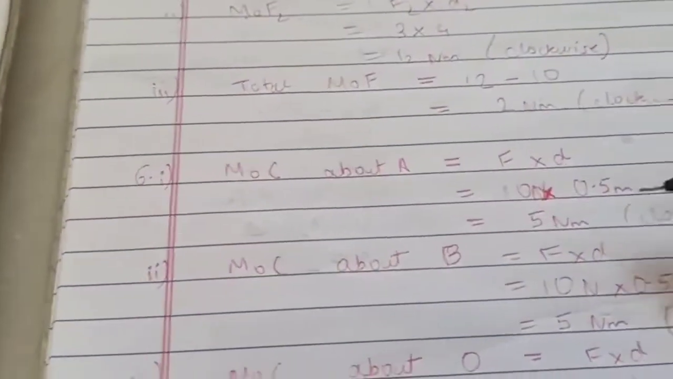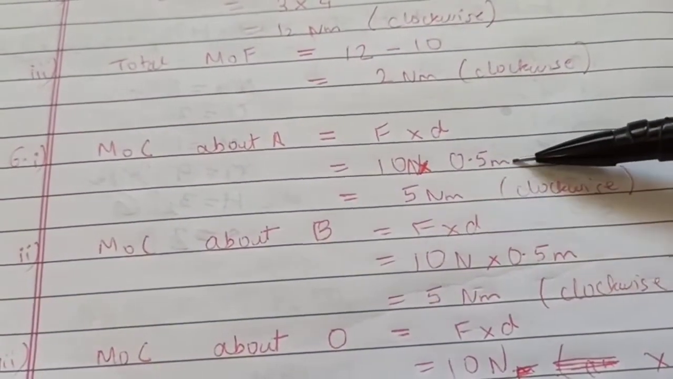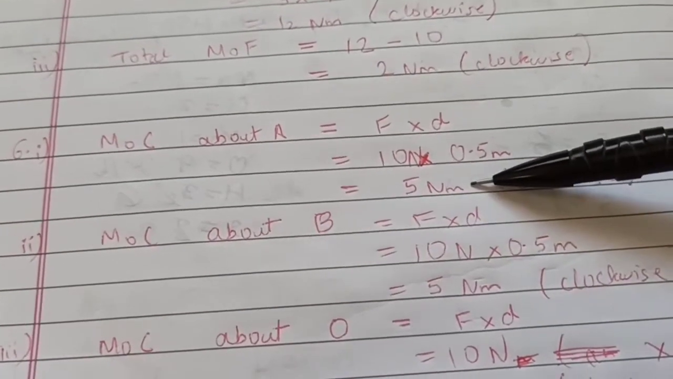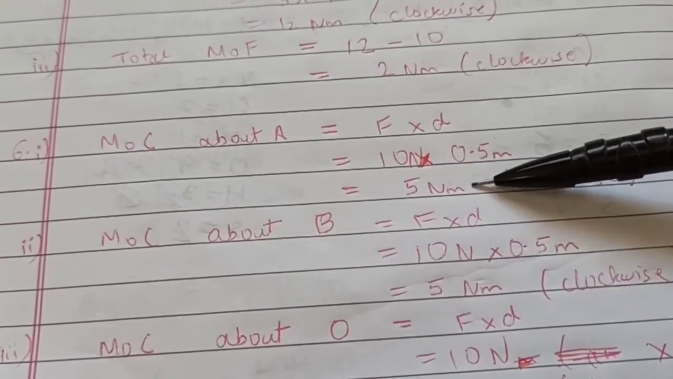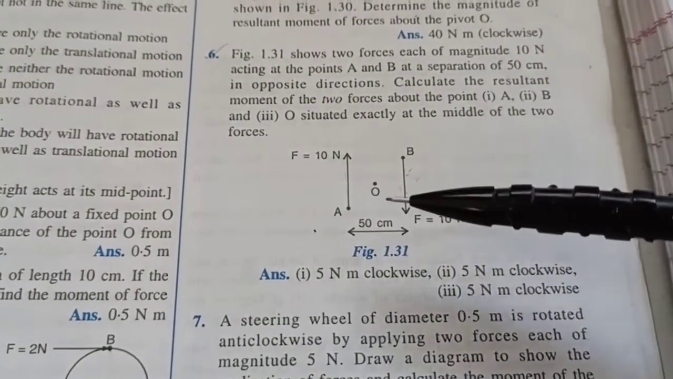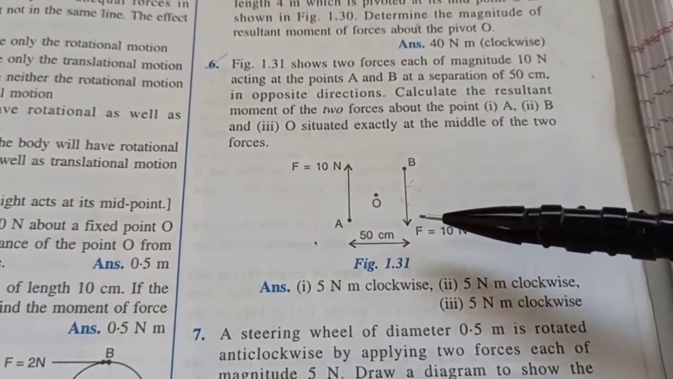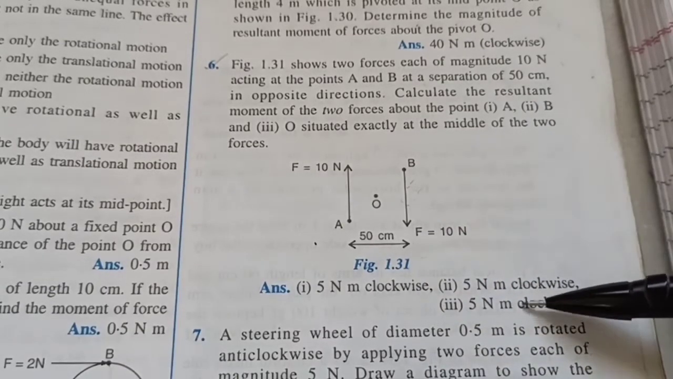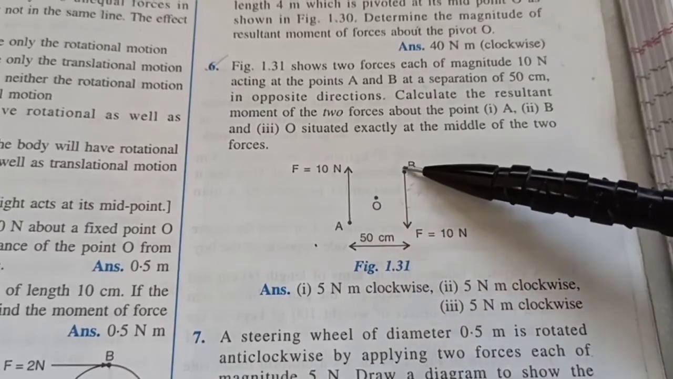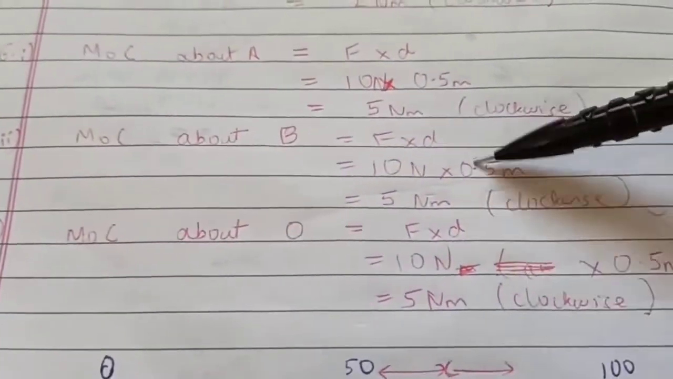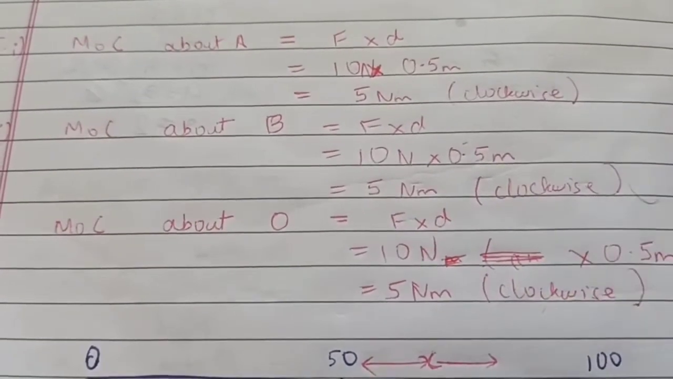It's 10 Newton into 0.5 meter, which is the total perpendicular distance. So the answer is 5 Newton meter. And why is this method easy? Because no matter where the pivot is, the answer will be same. So Roman number 2, Roman number 3 answers are also same, 5 Newton meter clockwise, because it doesn't matter where the pivot is. What matters is the total distance between the 2 forces. Hence we get the same answer, 5 Newton meter clockwise.